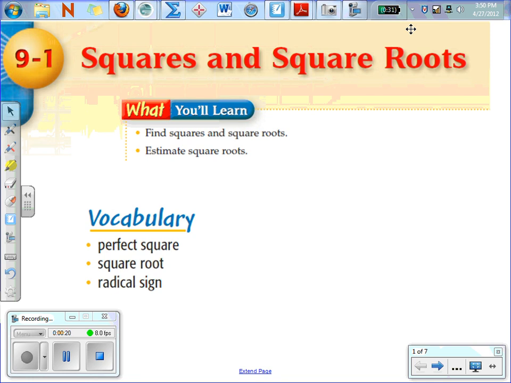All right, squares and square roots. We're going to find out what squares and square roots are. There should be a little bit of review for you guys, but we're going to fine-tune our skills with this, and we're going to learn what a perfect square is, what a square root is, and what a radical is. And we will do that in the next pages.